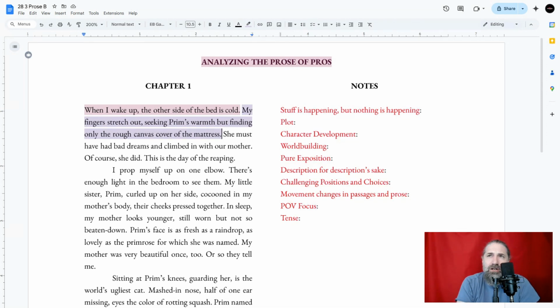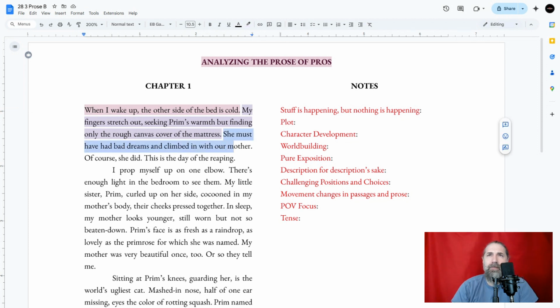Okay. The movement changes in a passage. So this is all still one movement. She is waking up in the bed and she's stretching her arm out to find Prim. So we're still in the same movement. She hasn't gotten up from the bed. Somebody hasn't entered. She hasn't started talking, whatever the case is. Right. Let's see. Oh yeah, we already went over the tenses.